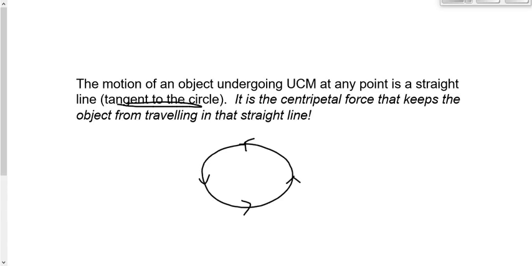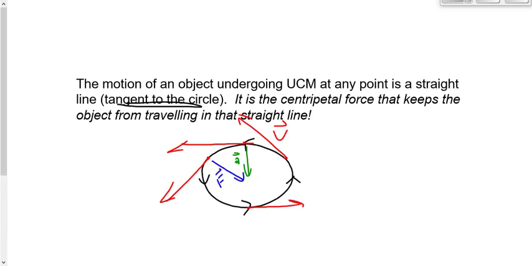What does that mean? We did tangent lines back in Unit 1 when we were looking at the instantaneous velocity on a position-time graph, right? A tangent line is a line that kind of skips along a surface. So at this point, the velocity would be this way. At this point, the velocity would be this way, this way, this way, and so on. The velocity is at a tangent to the circle. The acceleration is toward the center of the circle, and the force is also toward the center of the circle.